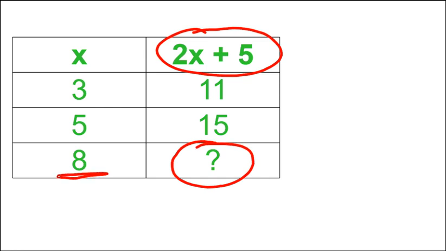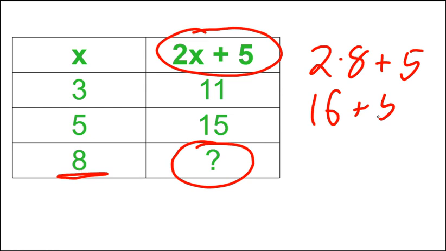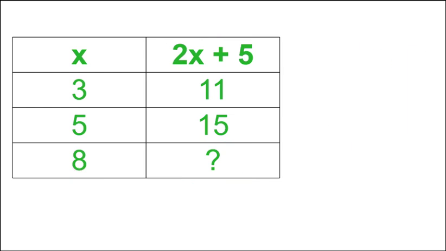So we use our x value of 8. And we just plug it in. 2 times 8 is 16. 16 plus 5 makes 21. Any questions on that one? If it's asking you for the missing value for 6th grade math, the majority of the time they'll give you that equation or expression.